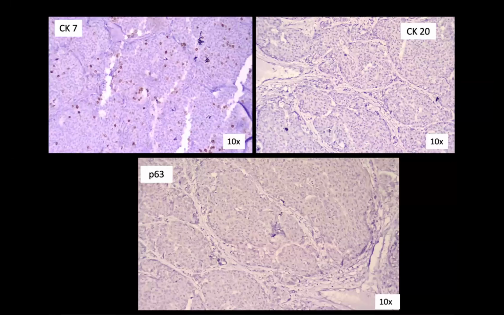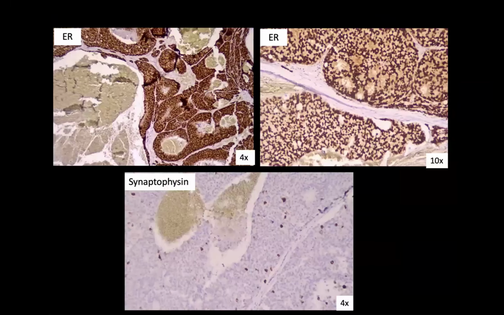CK7 showed scattered positivity, CK20 was negative, and P63 was negative. So CK20 negative ruled out a GI primary. ER was done, which showed diffuse nuclear positivity, and synaptophysin was scattered positive.